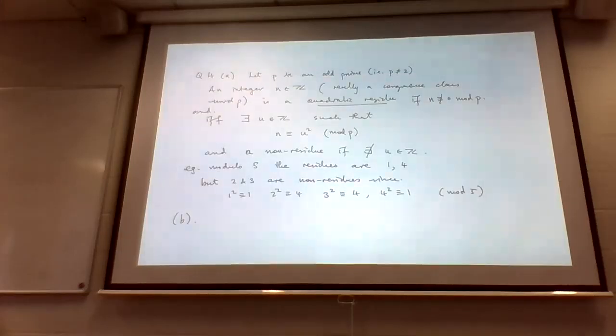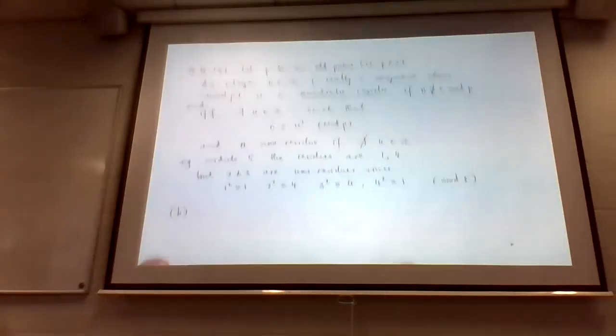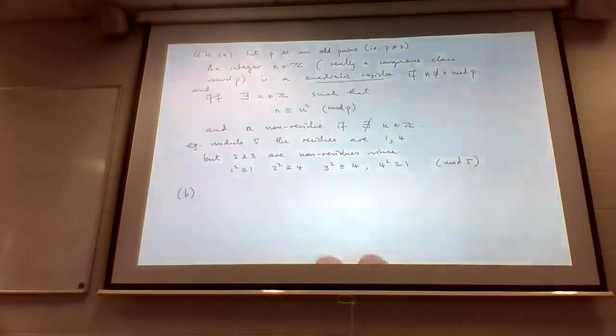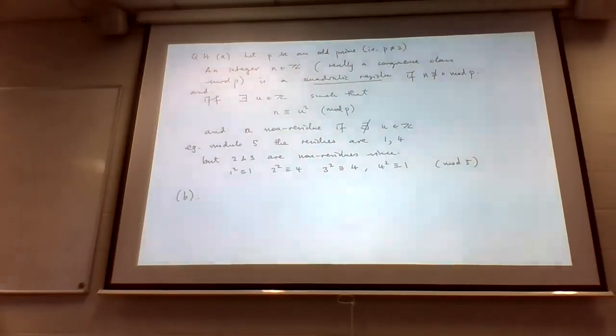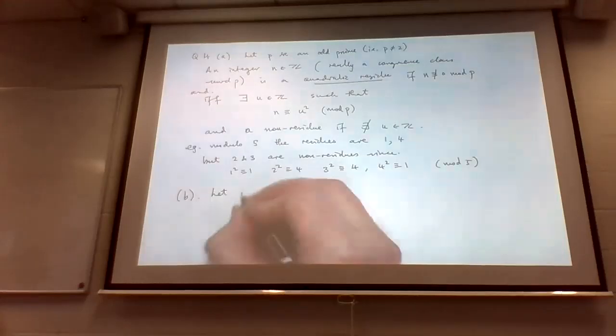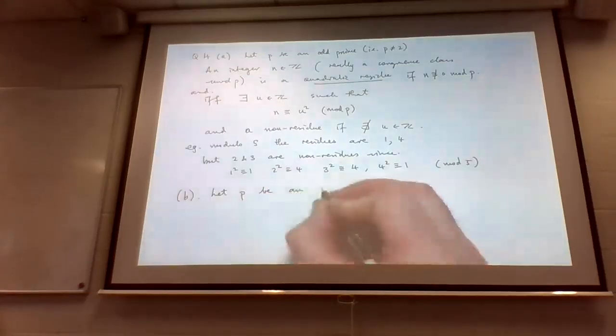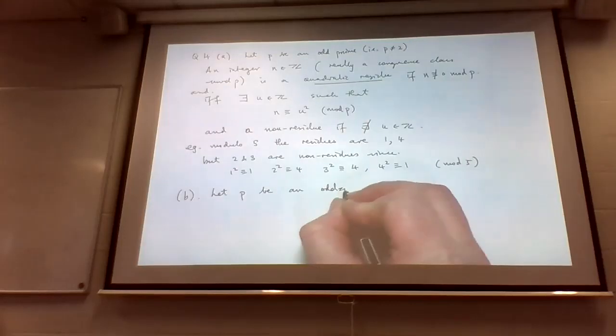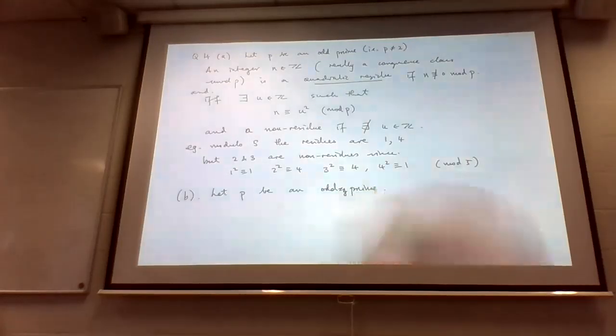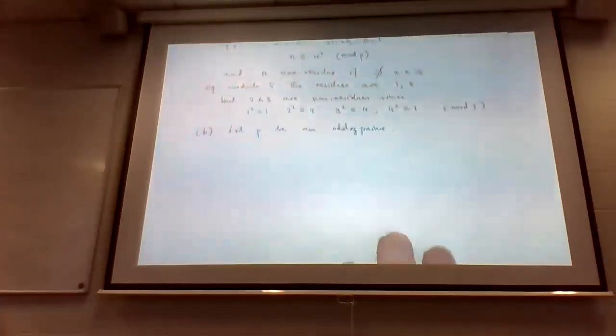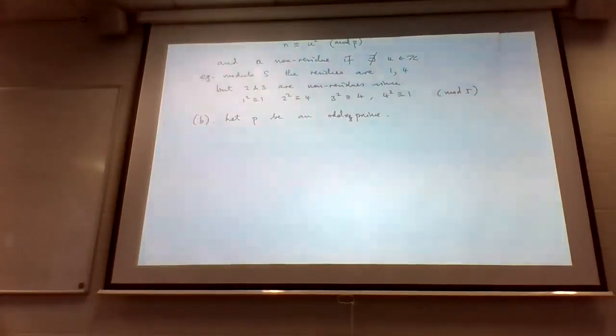Okay, part B. Prove that if p is an odd prime number, then exactly half of the p minus 1 non-zero congruence classes modulo p are quadratic residues. Okay, so we let p be an odd prime. The proof of this is in the book. Well, let's see if I can kind of reconstruct it here.